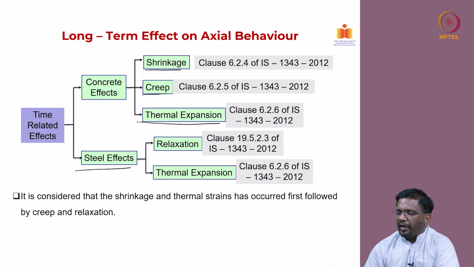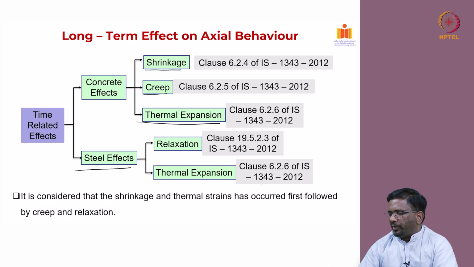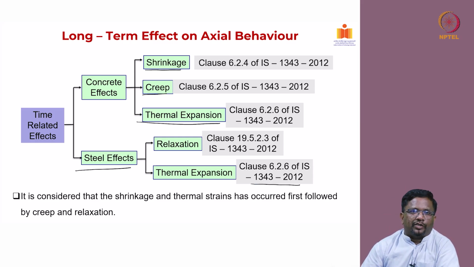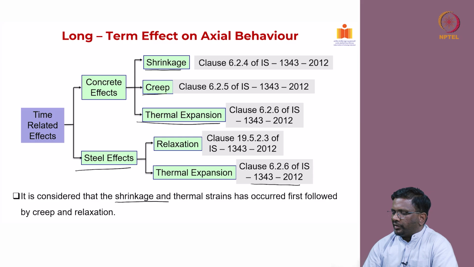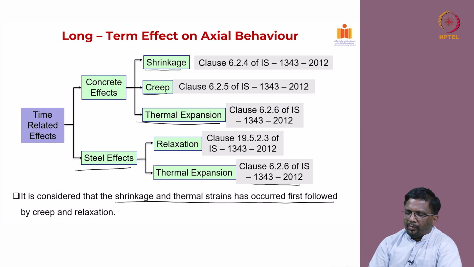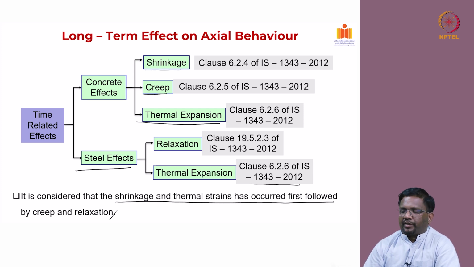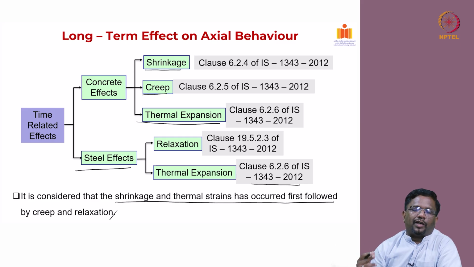And steel again will undergo relaxation. We have studied what relaxation is, and steel also will undergo some thermal effect, which is explained in clause 6.26 of IS 1343. So we are assuming that the shrinkage and thermal strains have already occurred, followed by creep and relaxation. Of course, one will affect the other, but we are doing that as a cumulative effect. So we are saying that they occur independently, and then we can add those strains.